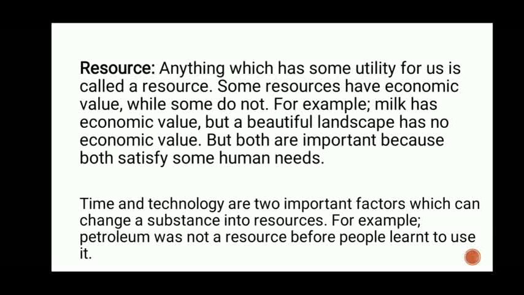Likewise, there are some resources which we had not learned how to use before. It could have come into existence very recently. Petroleum was one such resource, where people were actually deploying animals to communicate from one place to another place.